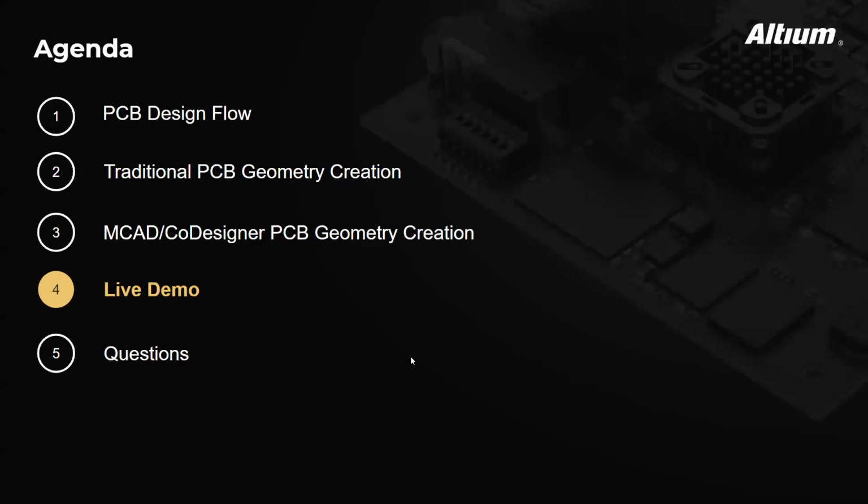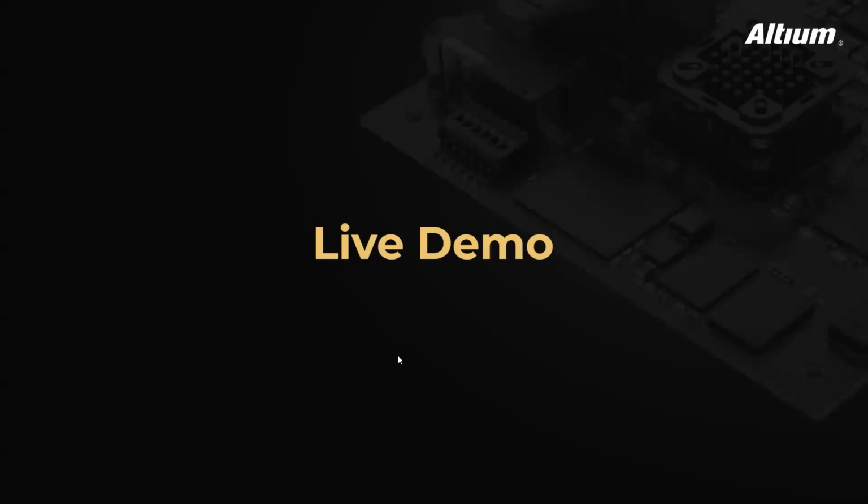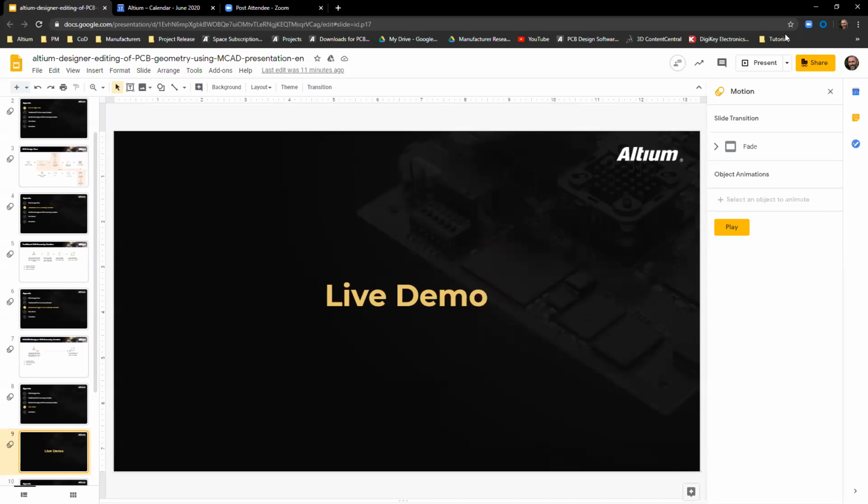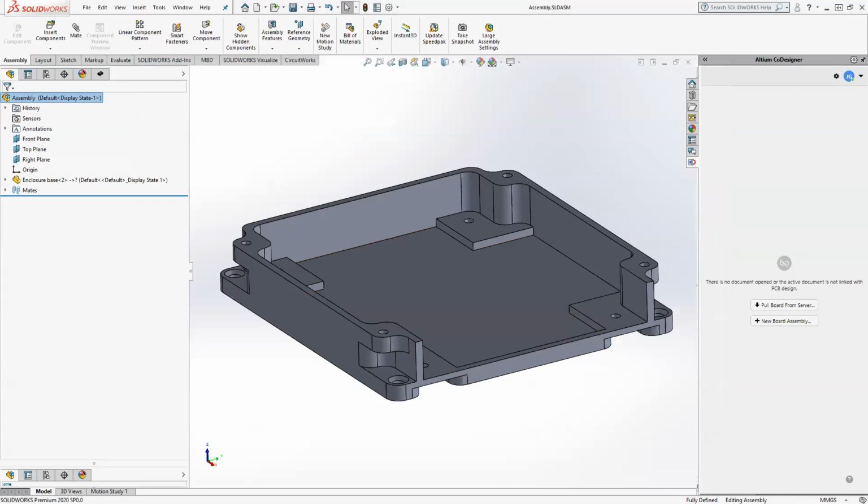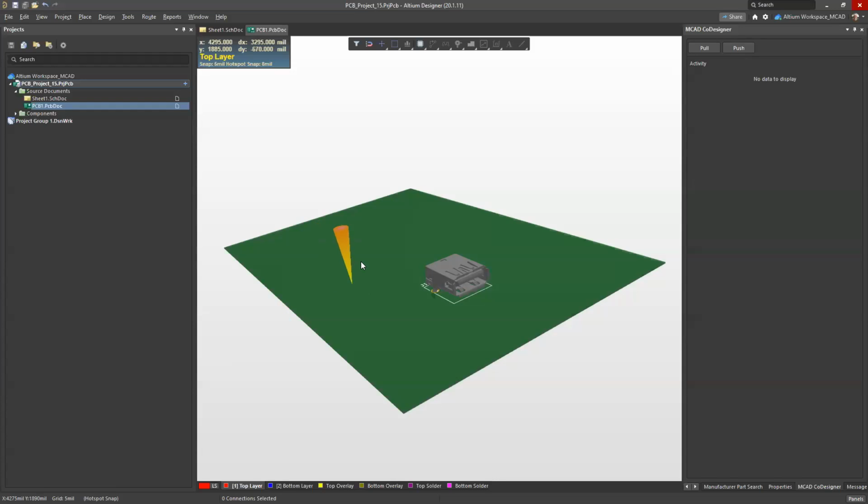Okay, I'm going to now move on to a live demo and show you some of the principles that I've just talked about. So my starting point for the demo is I'm in Altium now, and I've got a PCB project which consists of a board with a component on it. And this board only exists in Altium at the moment. It doesn't yet exist in MCAD, it doesn't exist in CoDesigner. So the first thing that I need to do is push the board to CoDesigner.